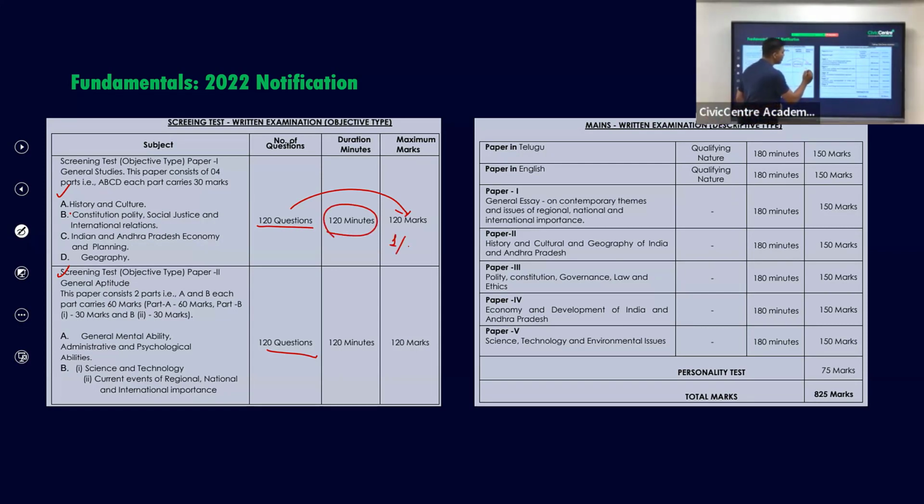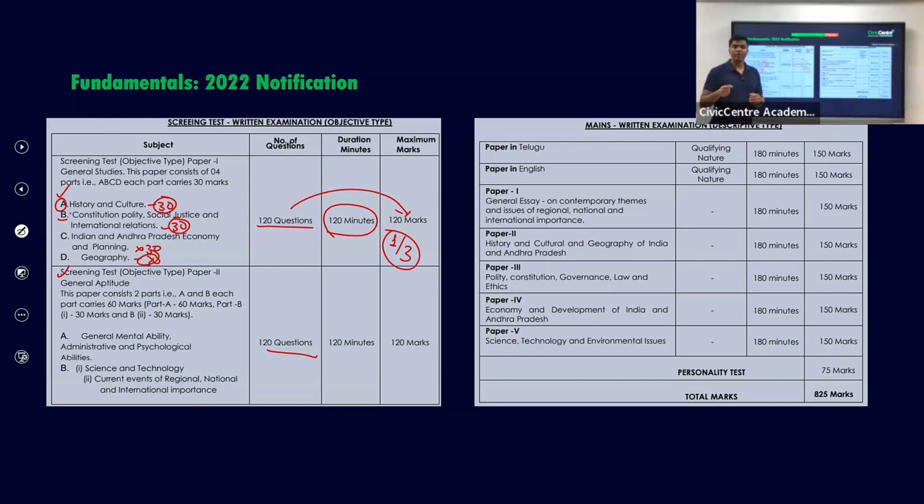Negative marking is 1/3. The good thing with this pattern is that they have clearly segregated it. From history and culture, you have 30 questions. From constitution, polity, social justice and IR, you have 30 questions. Like that, you have 30 questions from each subject given. So you can expect a proportion.